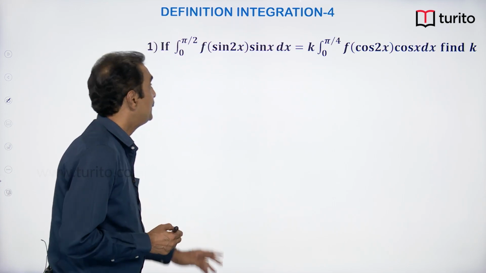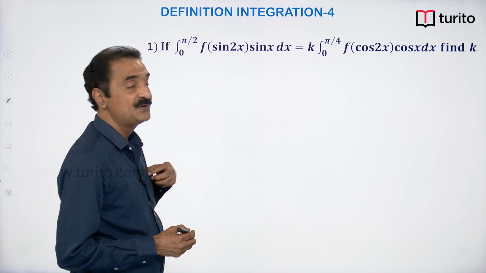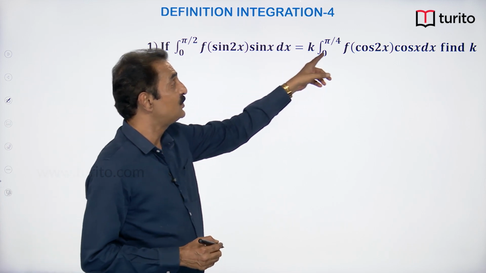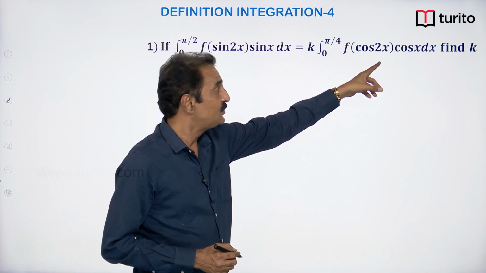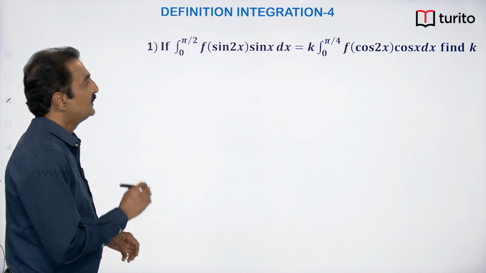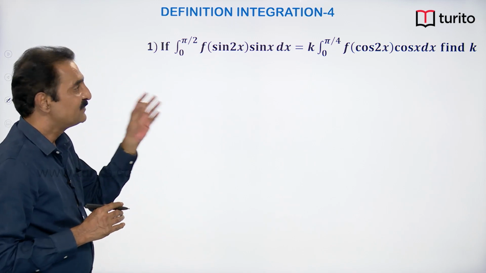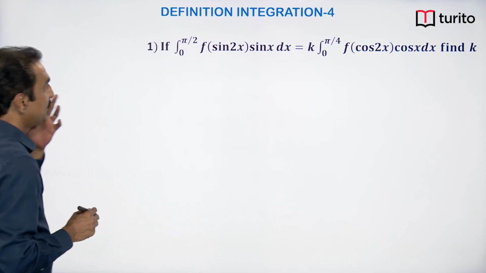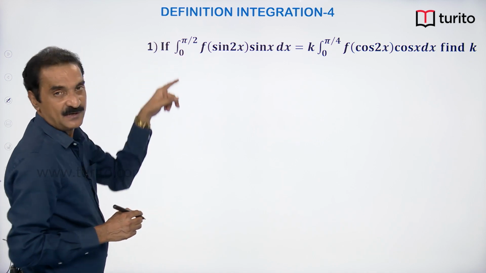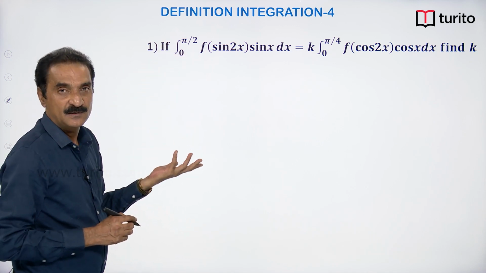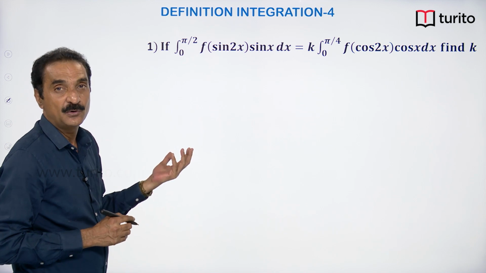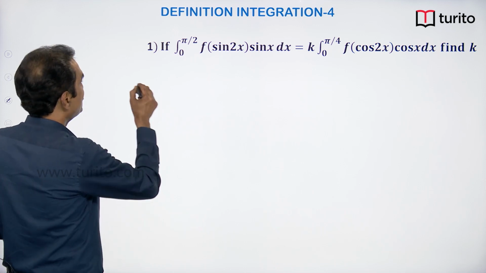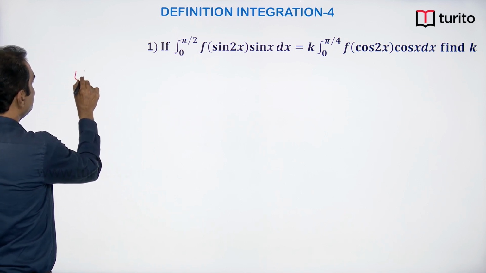If integral 0 to pi by 2 sin 2x into sin x dx is equal to k into integral 0 to pi by 4 cos 2x into cos x dx, find k. This is a very important question. Almost a similar question appeared in JEE Advanced recently. First, when the limits are 0 and pi by 2, we have to try the property. Which property? Integral 0 to a f of x dx is equal to integral 0 to a f of a minus x dx. So, I am taking the LHS.